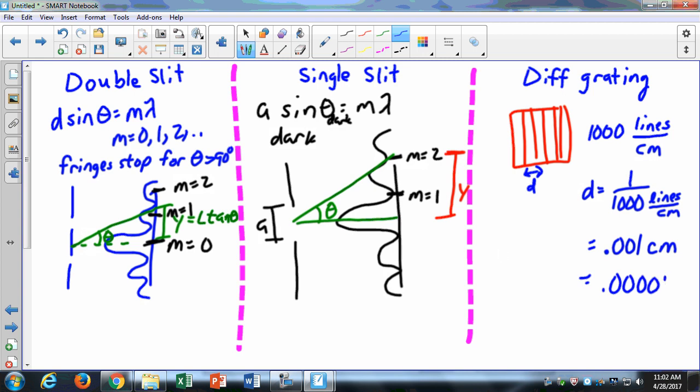I just add in 2 zeros there, meters. Okay? You will have to do that. Make sure that you're careful with that when you see these problems, because I'm not going to give this to you in lines per meter. That's just not normal to do it that way. Okay? Am I good with this?